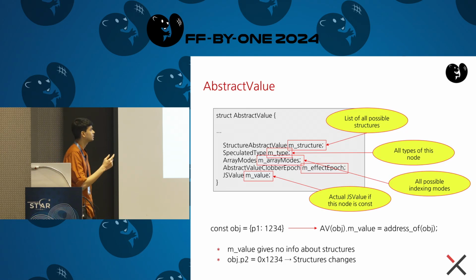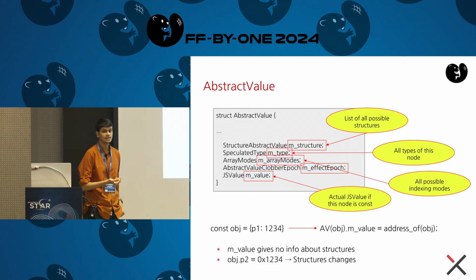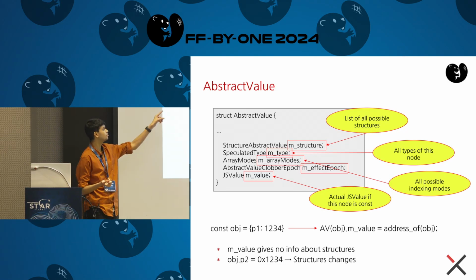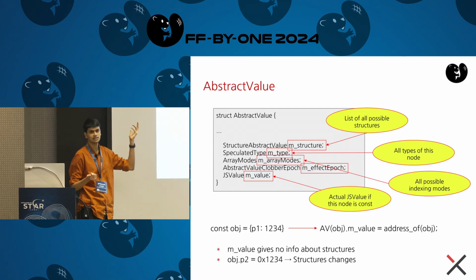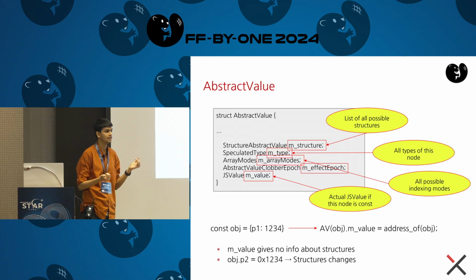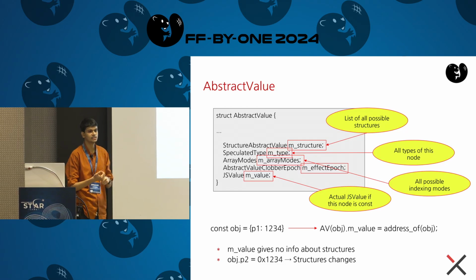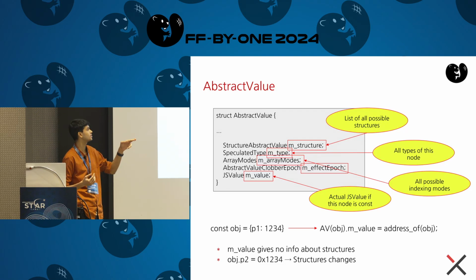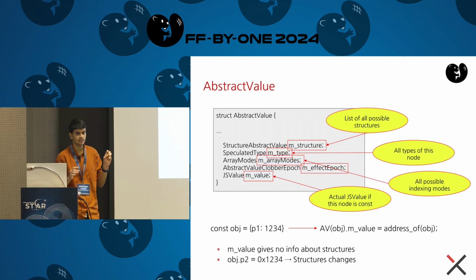Kind of conflicting, right? So let's do this with an example. Let's say a variable has m_structure as structure S1, and a type int. What this means is that this variable can either be an integer or an object with structure S1. It can be nothing else: integer or an object with structure S1.